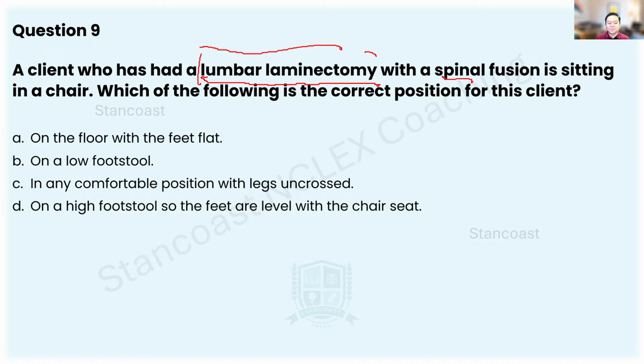What do you think, guys? Let me try to eliminate. Let me have letter D this time. On a high footstool, so the feet are level with the chair seat. So if I'm going to create a diagram about that one, so that's a chair. And we are going to employ the use of a high footstool. Footstool that is high. Imagine that.